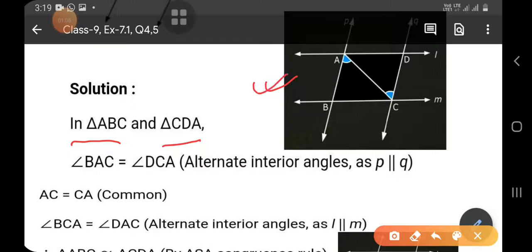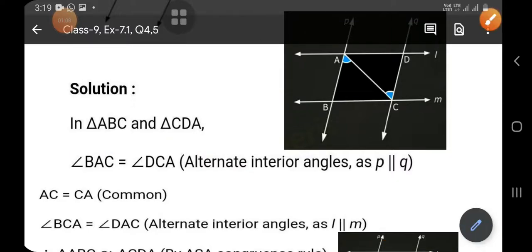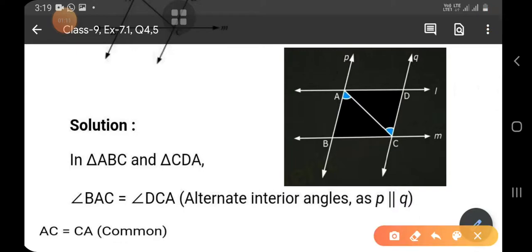The picture is here. Since P and Q are parallel, so look at here, this is the P and this is the Q. If both the lines are parallel, then AC, that means this line will be the transversal, and angle A and angle C will be the alternate interior angle. That means the angle A can be said as angle BAC, look at here, this angle, and angle C can be said as angle DCA. So this angle and this angle both are alternate interior angle, so it will be equal.